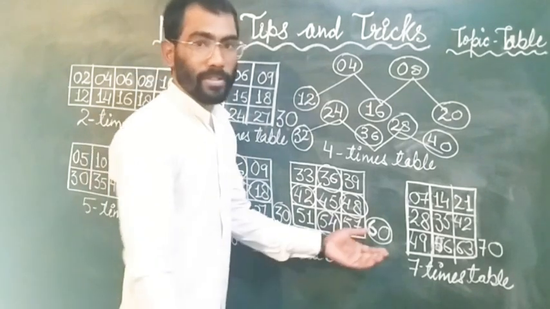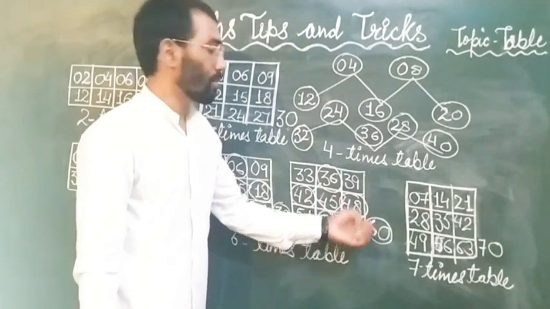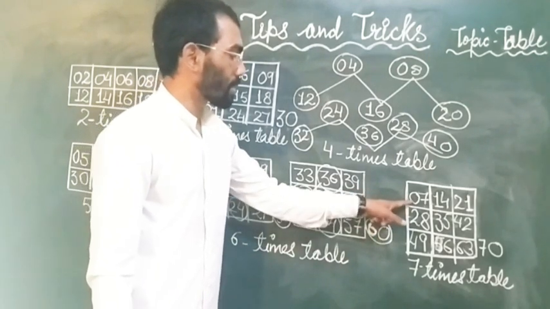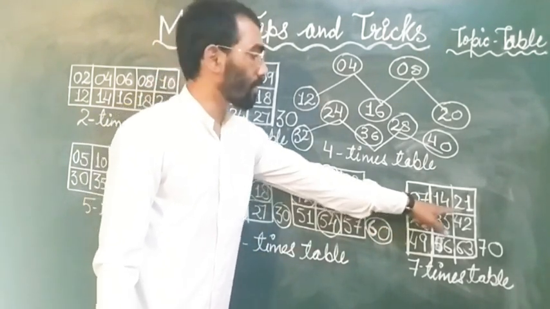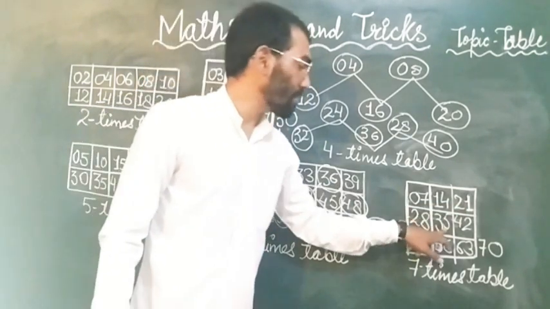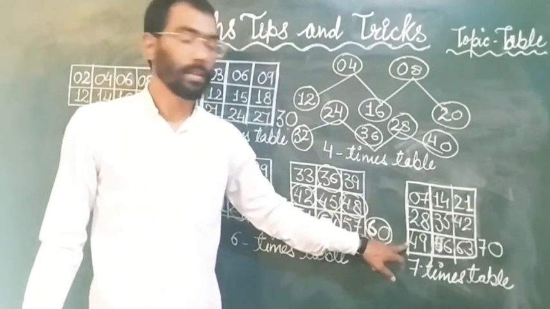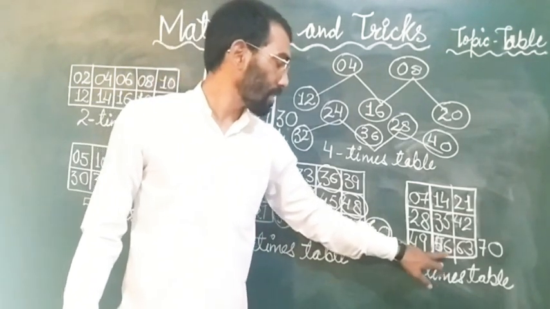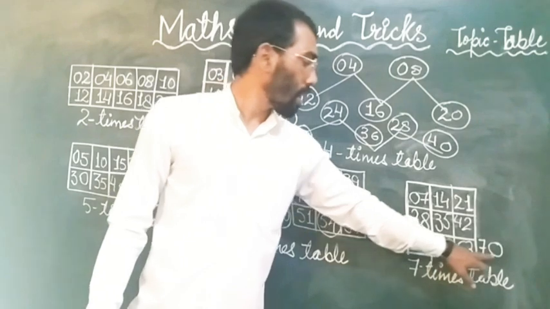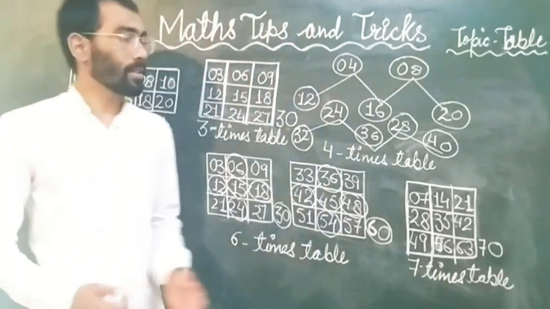Is this the table of 7? Yes, this is the table of 7. You can see on the board, 7 1s are 7, 7 2s are 14, 7 3s are 21, 7 4s are 28, 7 5s are 35, 7 6s are 42, 7 7s are 49, 7 8s are 56, 7 9s are 63, and 7 10s are 70. Students, is it easy?